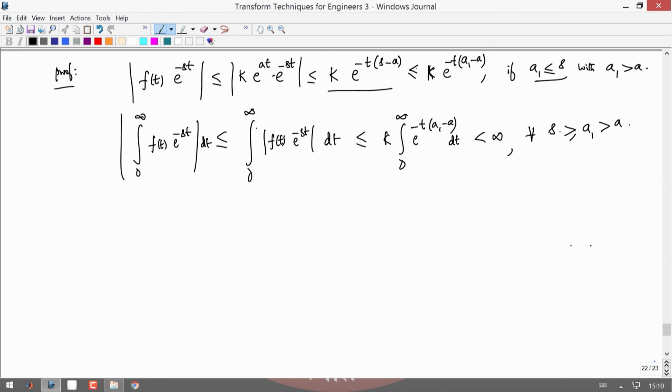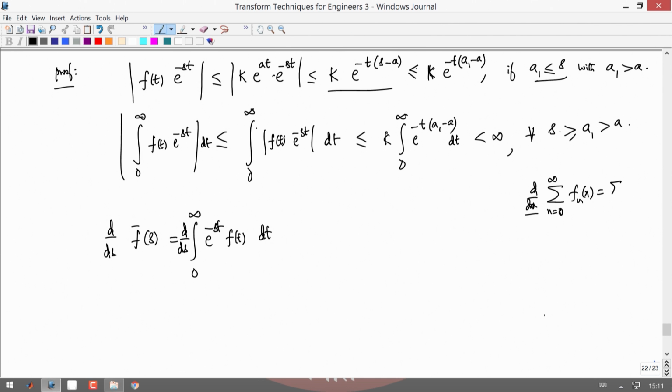Because of this, f bar of s, which is the integral from 0 to infinity of e^(-st) f(t) dt, is a uniformly convergent integral. So I can differentiate with respect to s and take this derivative inside the integral, just like with a uniformly convergent series, a function of x with n from 0 to infinity. I can differentiate the whole thing by taking the derivative inside, which is the sum over n of f_n dash of x.